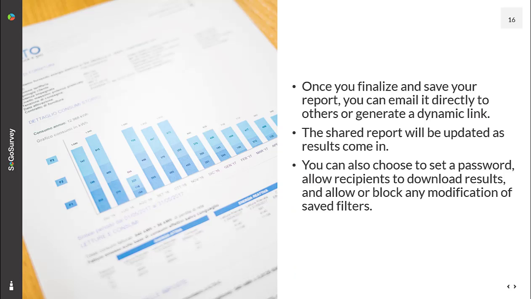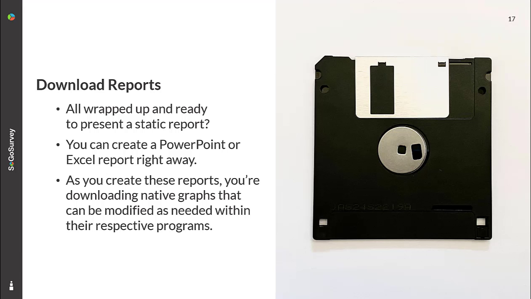Once you finalize and save your report, you can email it directly to others or generate a dynamic link. The shared report will be updated as results come in. You can also choose to set a password, allow recipients to download results, and allow or block any modification of saved filters.